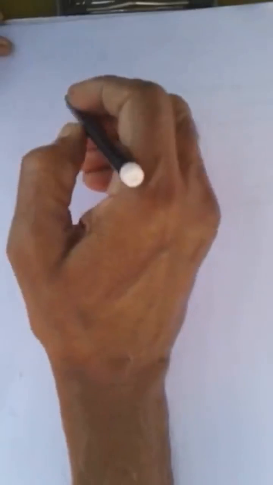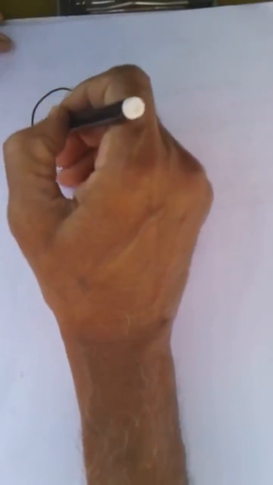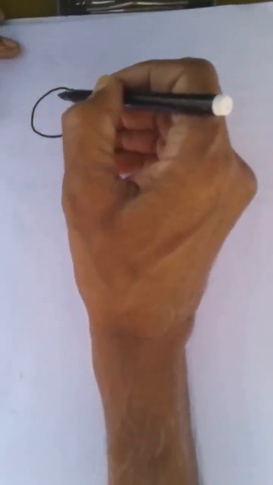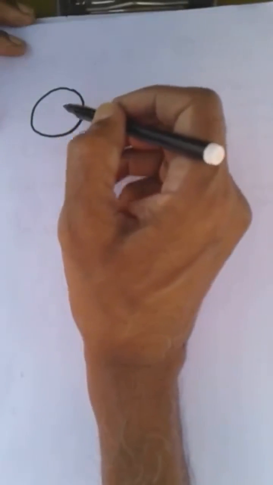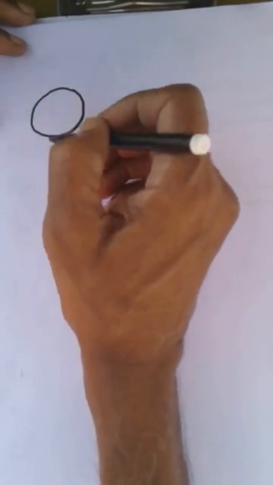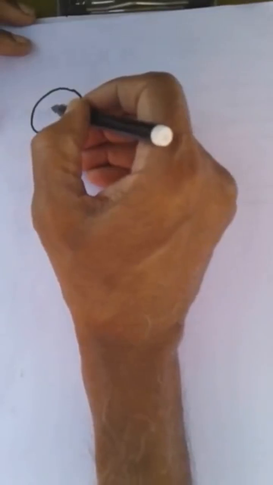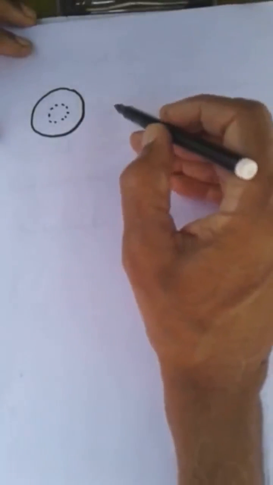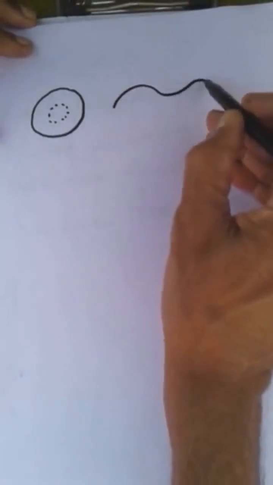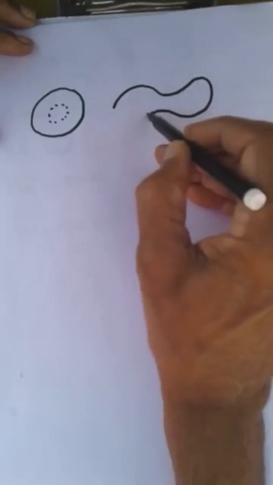And as you all know, the shape of the RBC is round, but its center portion is not having the same width as the periphery area. So it will be something like that. And if you look from the side, it looks like this.